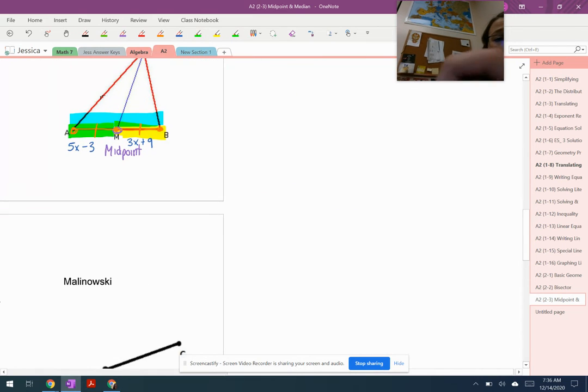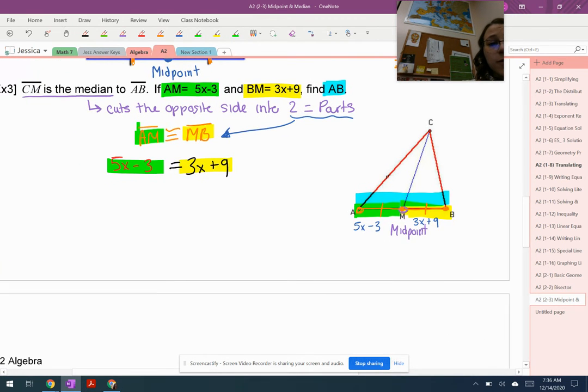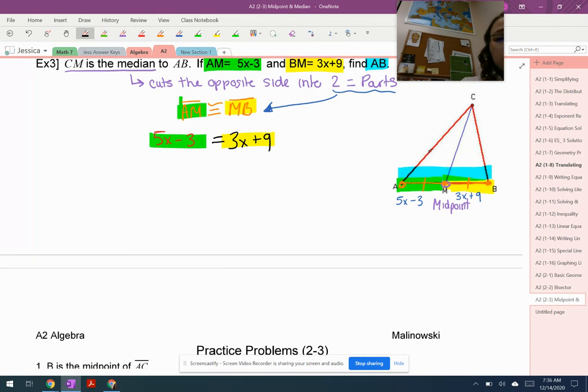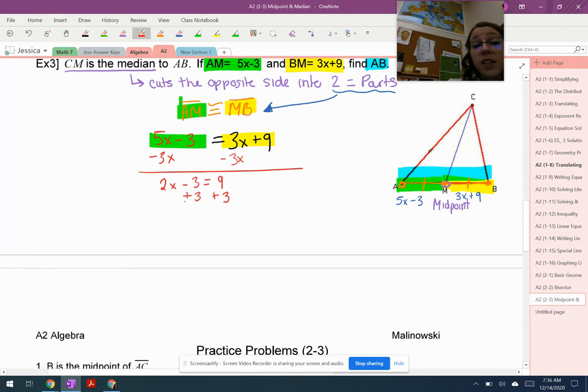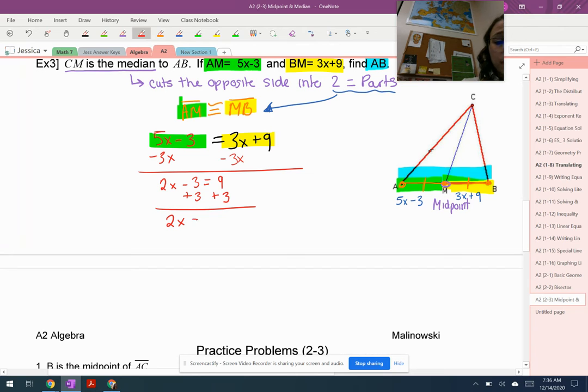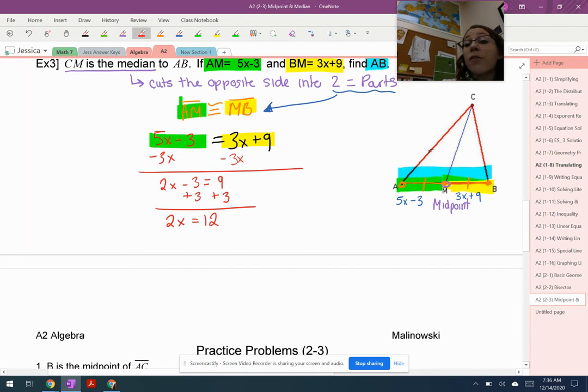Okay, so now we solve. I'm going to subtract the 3x over: 2x minus 3 is equal to 9. And hopefully the equation-solving part isn't going to be the hard part here. It's going to be knowing all the vocab. So divide by 2, x is equal to 6.